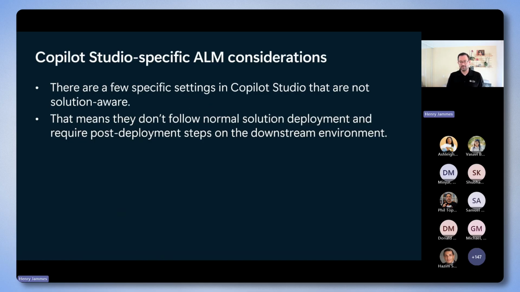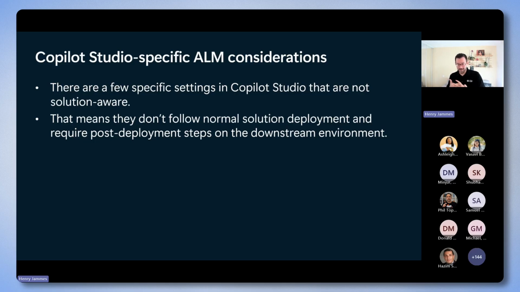There was a question specifically on this: what are the specific things for Copilot Studio when it comes to ALM? And I want to call them out today. There are a few things that you do in Copilot Studio that are not solution aware. Not being solution aware means that those changes won't flow from dev to test to prod. Because they are not part of the solution, they require post-deployment steps on the downstream environment you deployed your agent to.